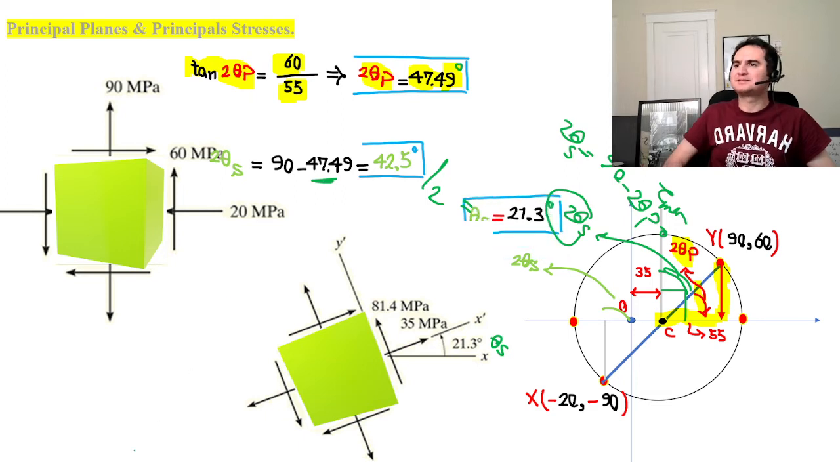Yes, so that's 2 theta s, and just theta s is half of that amount. So that's theta s. It just brings you to x prime, which is the plane of tau maximum equal to 84. And if you look at the normal stress on the tau maximum plane, that's simply 35, which is sigma average.